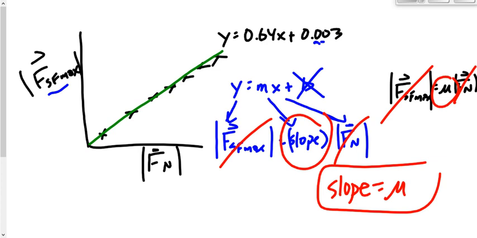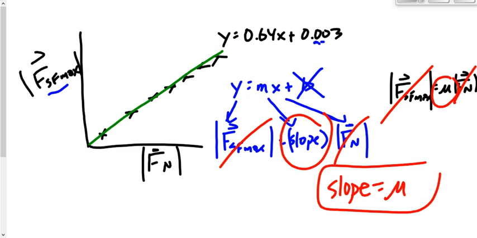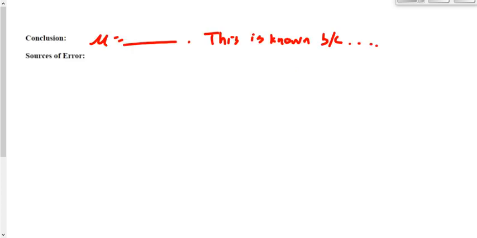You know what comes next, right? This is analysis because we've done something with our data. What comes next, of course, is our conclusion, which is the value of the coefficient of friction is. This is known. How do we know it? What you're going to do here is just briefly describe what we did in our analysis. This is known because the slope of a force versus force graph is this value or whatever. Two or three good sources of error. And of course, the suggestions for improvement.